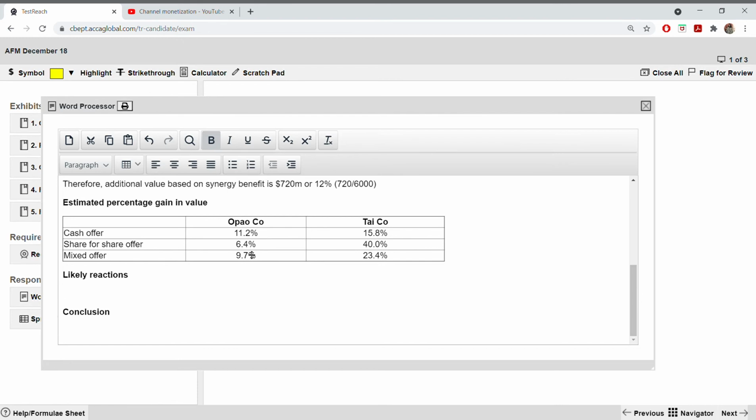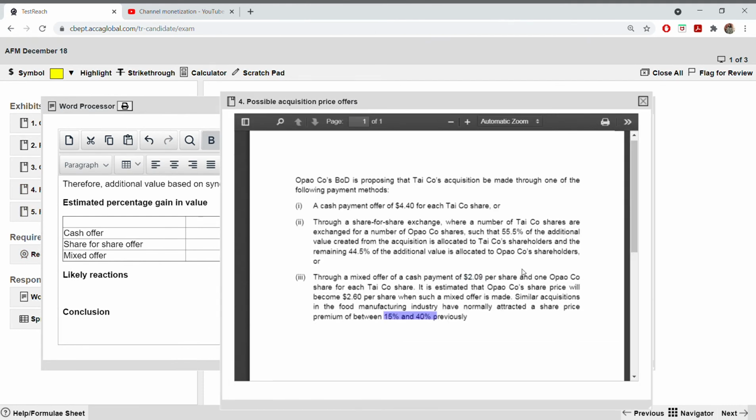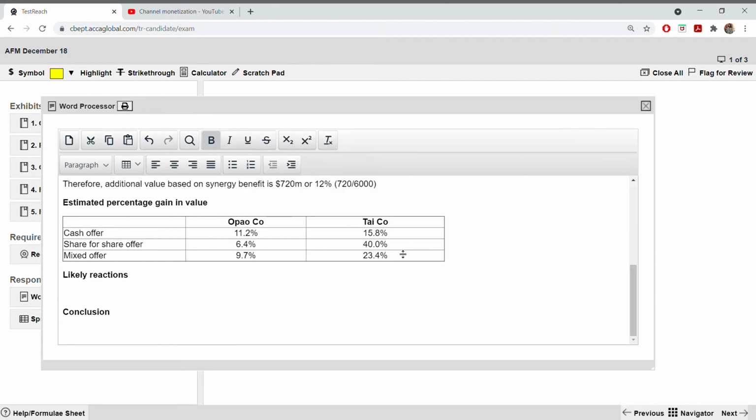So the answer is Thai company shareholders are likely to consider all the offers made because they all fall within the range of premiums paid in previous acquisition. They all fall within the range of 15 to 40%. That means it's good. They will consider. That means they will not reject any of this offer. They will consider all the offers because all the three are between 15 to 40%, between that range.